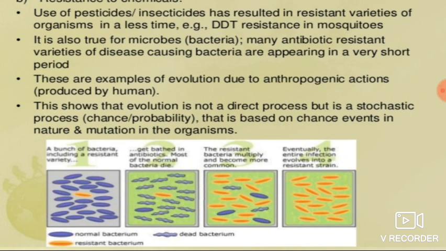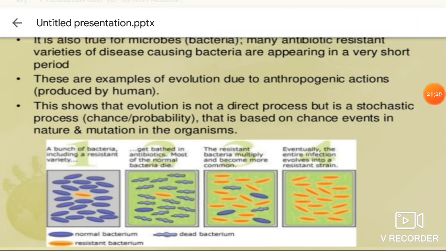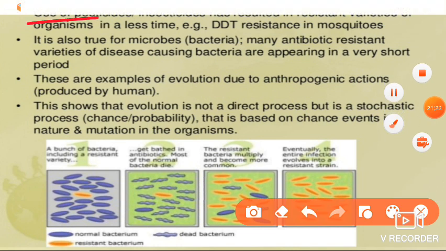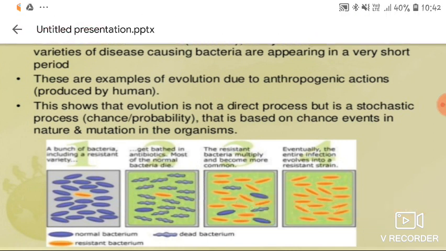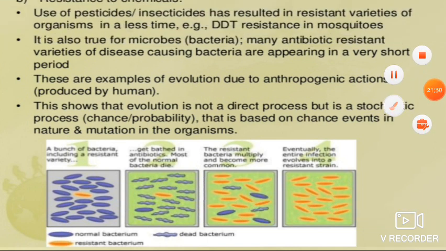that is the use of pesticides. Using pesticides is another example you can take. Resistance to chemicals, you can take the resistance to chemicals example here.